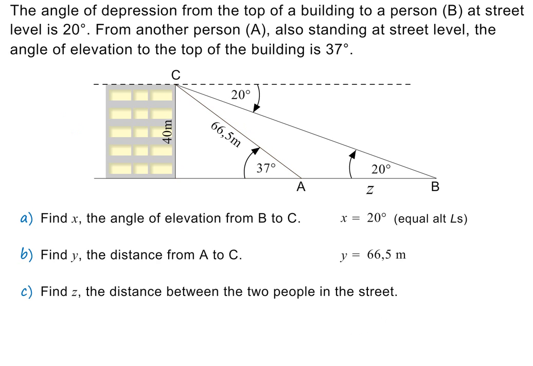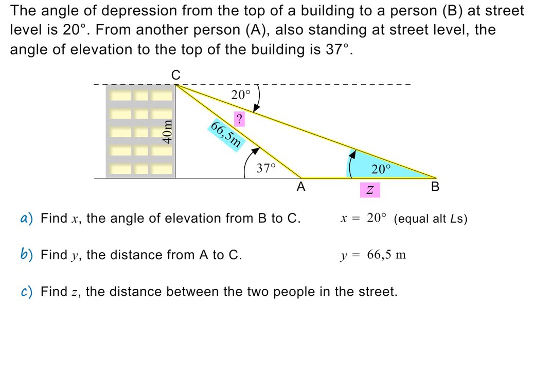Let's tackle part C. Here we are asked to find z, the distance between the two people in the street. Again, we will need to use trigonometry to answer the question. Z belongs to this triangle, so this is the triangle we need to work in. The only information we have is this 20-degree angle and the length of the opposite side, which is what we have just calculated.